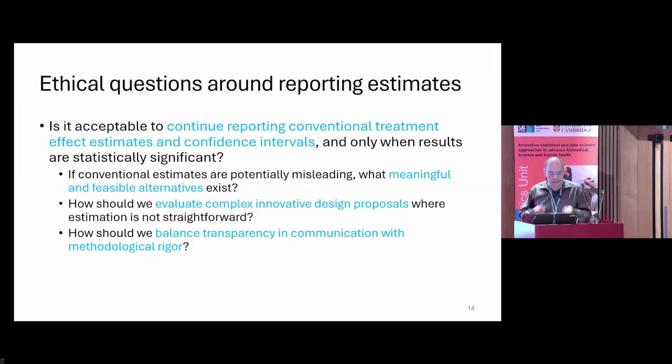And how should we balance transparency in communication with methodological rigor? If I continue reporting certain types of estimates, for example the conventional ones, I know as a statistician there are limitations. How do I communicate these limitations to the outer world, to the customers of this information? So how do we balance transparency in communication and methodological rigor?